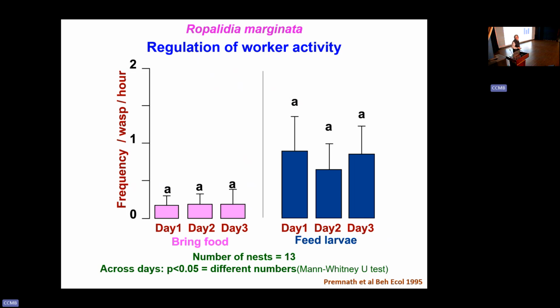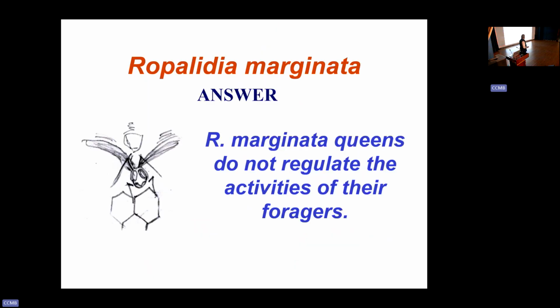So what is our answer to our question? Our answer is that Ropalidia marginata queens do not regulate the activities of their workers. It's a fair answer, but it opens up a new question. Then who does? Somebody should tell the workers that you need to work. You need to bring food. We are hungry. Or you need to feed the larvae. Who does this job? In other species, it's the queen that does it, but here it does not.